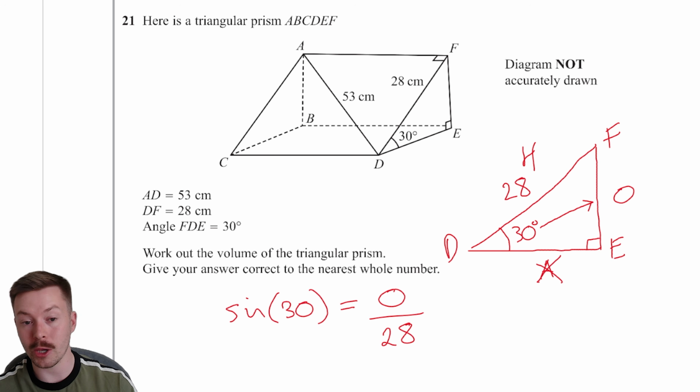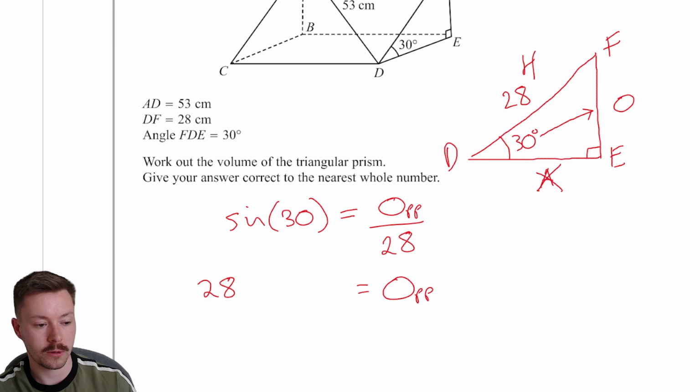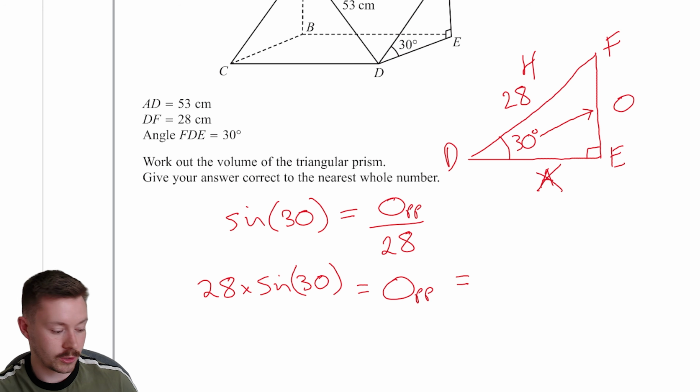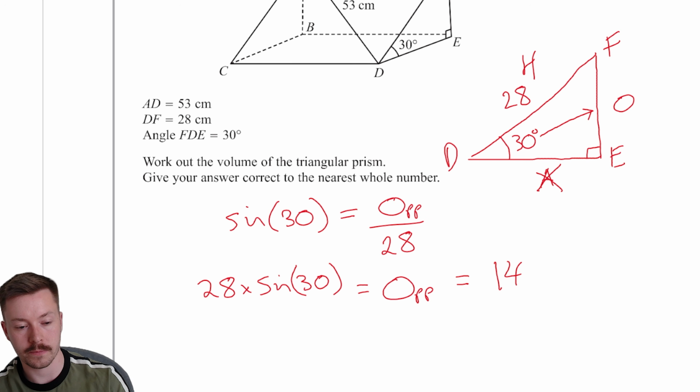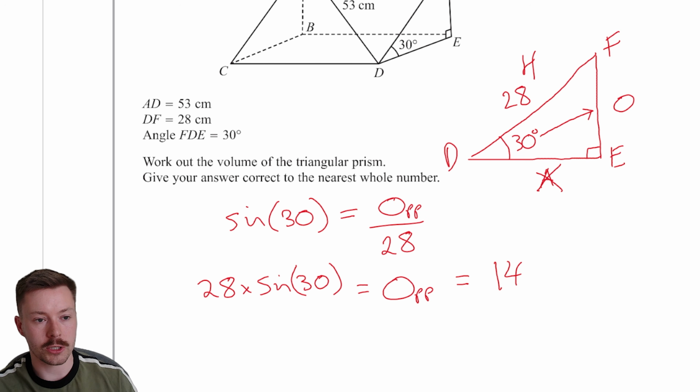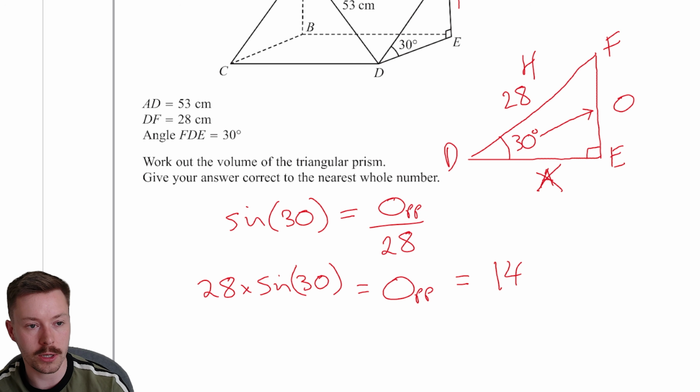So to work out the opposite side, F to E, I am going to times both sides by 28. I'm going to do 28 times by sine 30. That will give me an answer of, hopefully, something very nice. 28 times by sine 30 is 14. Okay, so we've got a height here of 14. I can put it on my diagram.